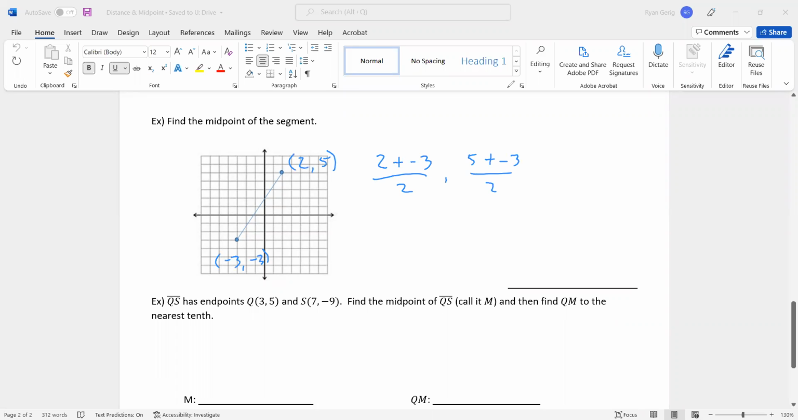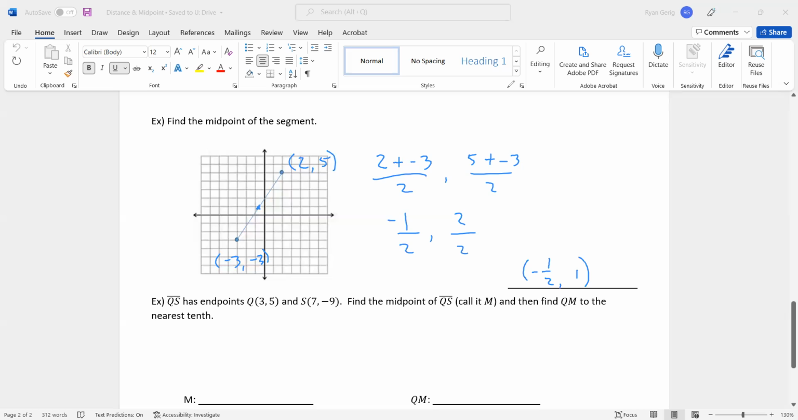Now I'm just going to simplify both. 2 plus -3 is -1 over 2. 5 plus -3 is 2 over 2. I'm going to simplify if I can. -1/2 does not, so I'm just going to leave it -1/2. 2 divided by 2 is 1. And there's my midpoint. Now let's just make sure that that lands on the line. -1/2, so half of a unit, up 1. And that is right there, which makes sense. Okay.